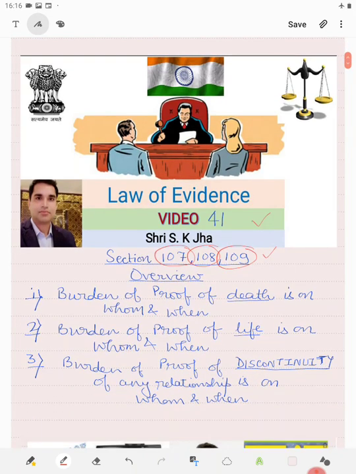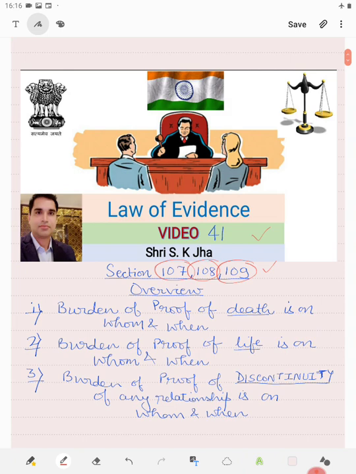So let us have a brief overview as to what all we are going to study. First, burden of proof of death: if it is proved that a person is alive and another person is claiming that he is dead, then on whom does the burden of proof lie? Then, burden of proof of life is on whom and when? That is, if a person claims that a person is living and another claims that he is dead, on whom does that burden of proof lie?